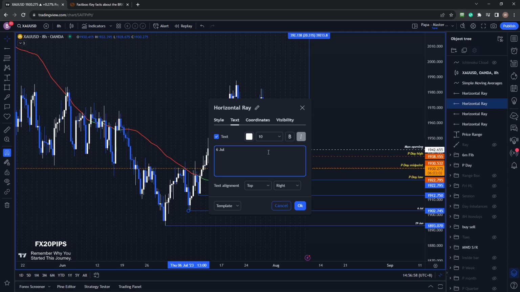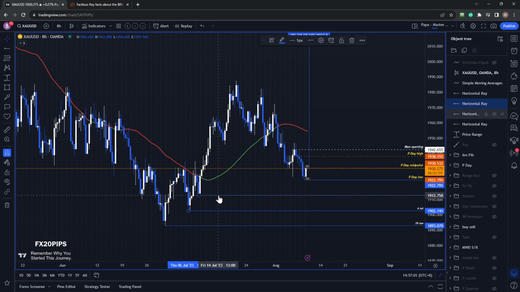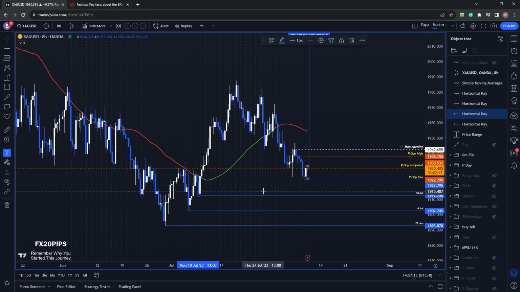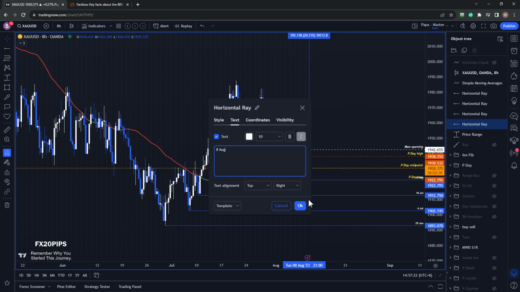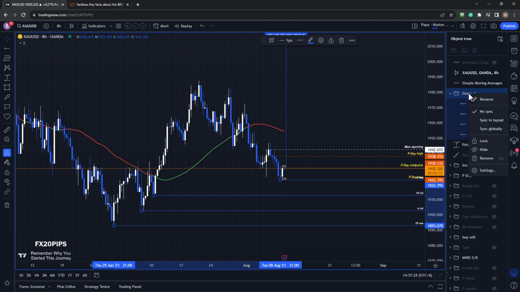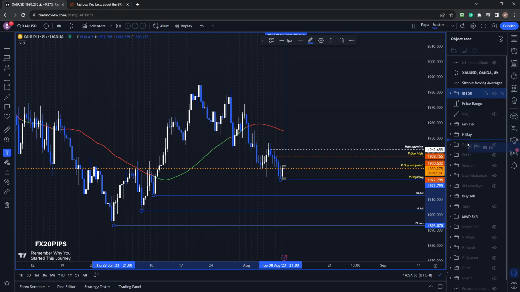6th of July. That's not far, isn't it? It's only recently. And then we have the 10th of July. Okay, then we have, was it yesterday? 8th of August. So immediately these are the support. All right, so put it here, rename it as 8H support resistance. There you go. Simple as that, and then put it beside this one.